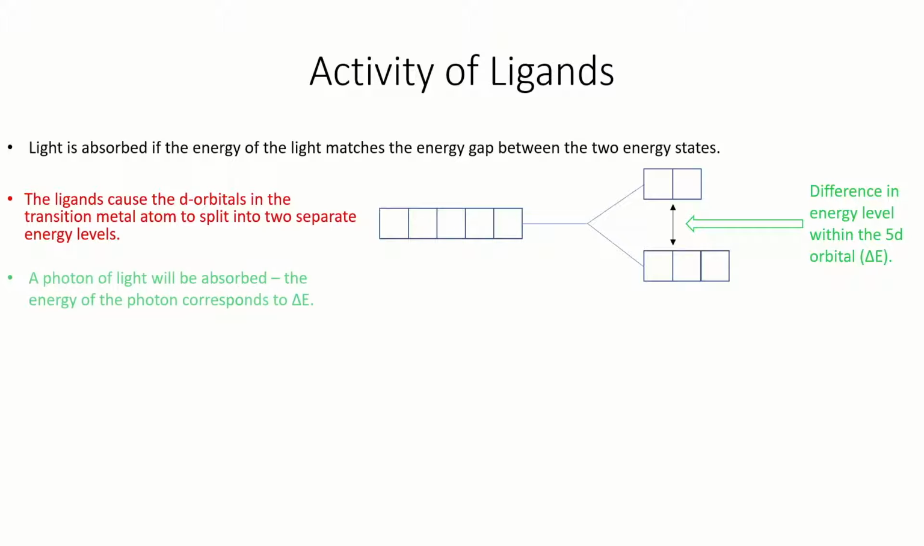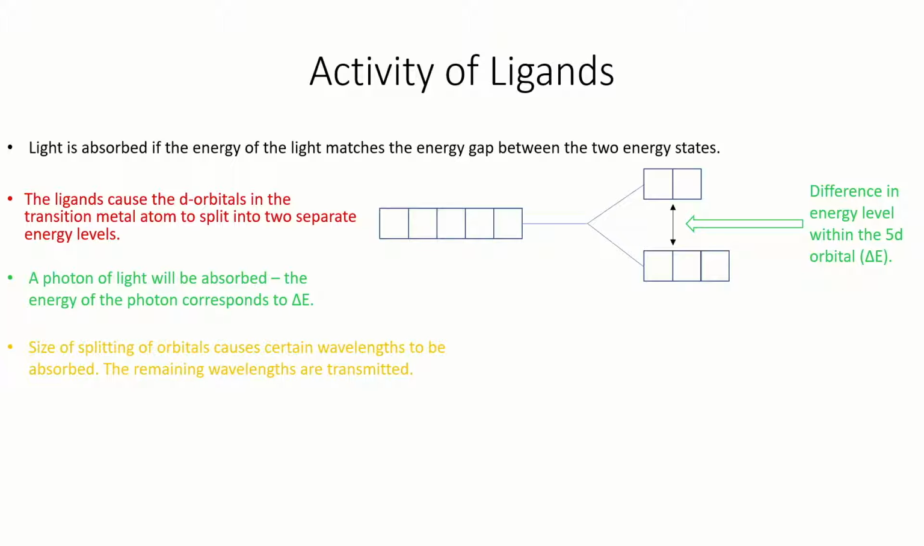When light passes through the solution, a photon of light will be absorbed. The energy of this photon corresponds to the excitation of an electron from the lower energy level to the higher energy level. The size of the splitting of orbitals means that certain wavelengths of light are absorbed, causing the electron in the lower energy state to be promoted to the higher one. The remaining wavelengths of visible light are transmitted, causing the color of the solution.